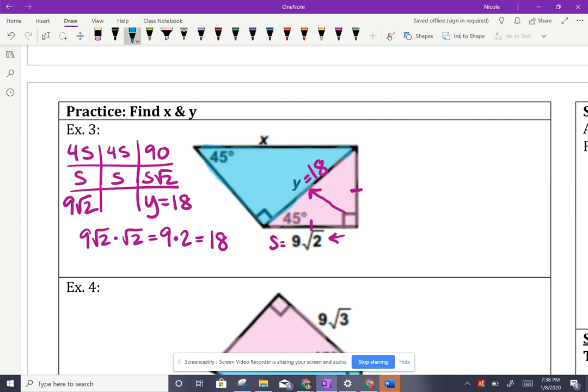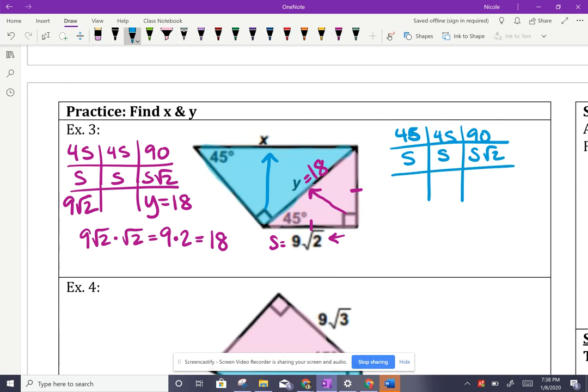Now we go to our blue triangle where we're trying to find X, which is across from the 90. So I have another 45, 45, 90, and we have S root 2. I have one of my legs, which is Y, which is 18. And I'm trying to find X, which is across from my right angle, the hypotenuse. And all I have to do, since I have S, is take S root 2, which means I'm going to take this 18 and plug in root 2 next to it. So X is 18 root 2.